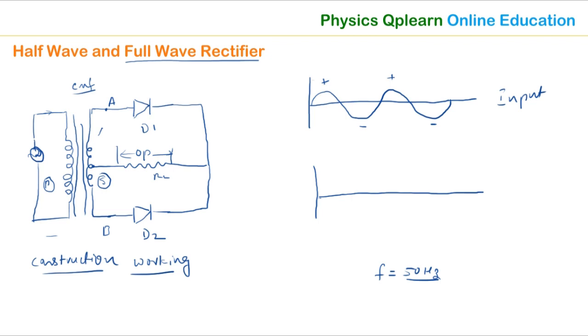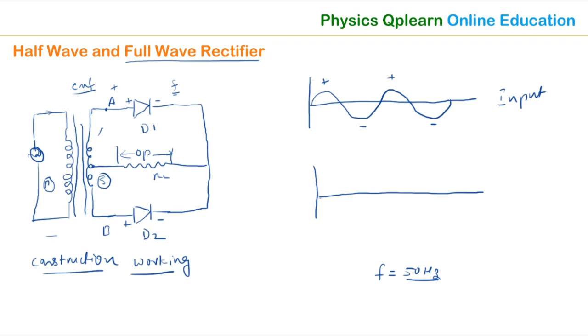During the positive cycle of AC, point A is set to positive. So this is the positive terminal, this is the negative, here is also positive, this is the negative. Positive means forward bias, so this diode D1 is set into forward bias. Clear? The diode D1 is set into forward bias.